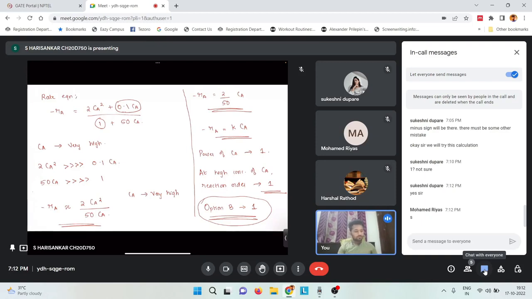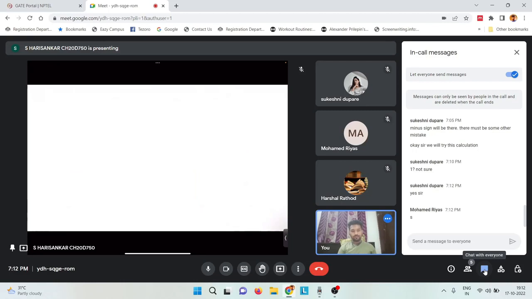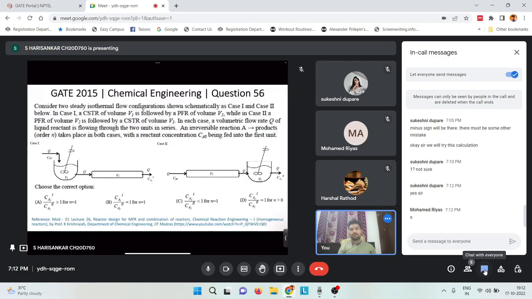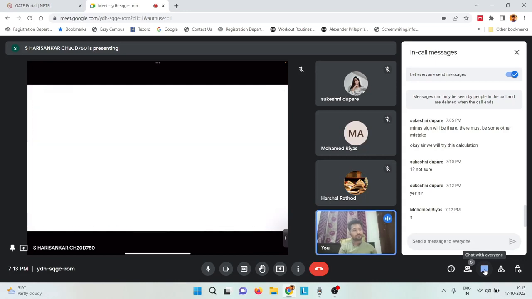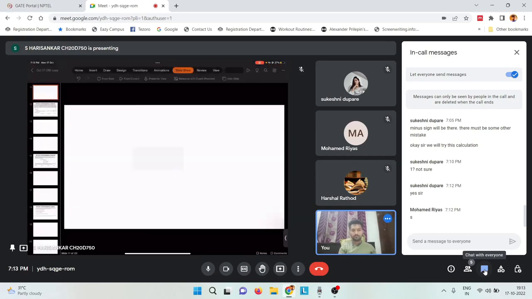So I wanted to try one more question. And this question basically is a combination of reactors in series, CSTR and PFR in series. So since we don't have much time left, I'll stop here. What we'll do is we'll start the next class from this portion, combination of reactors, and then we'll see how we can proceed from that.